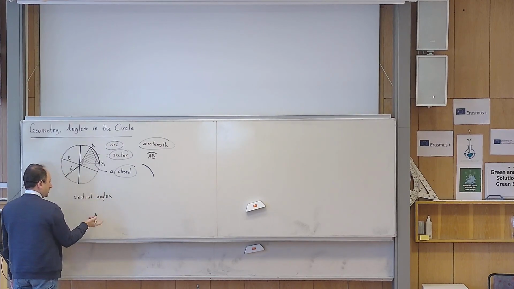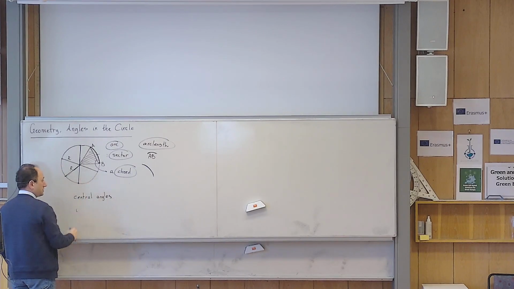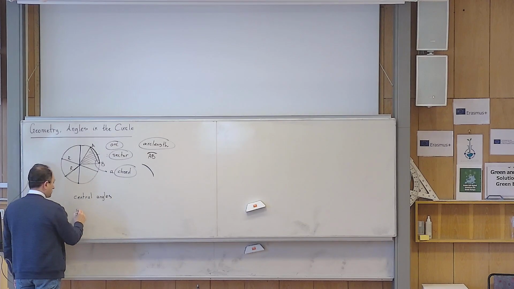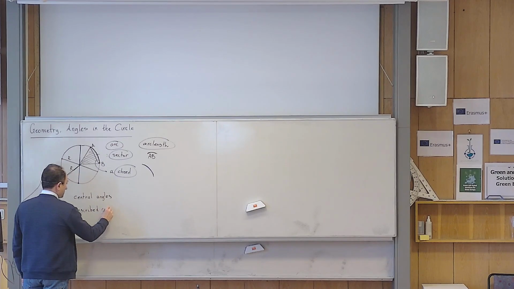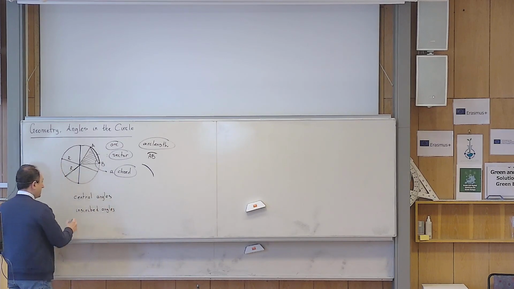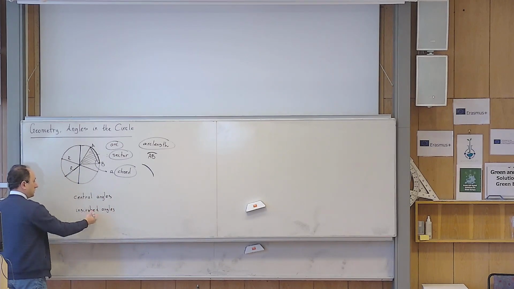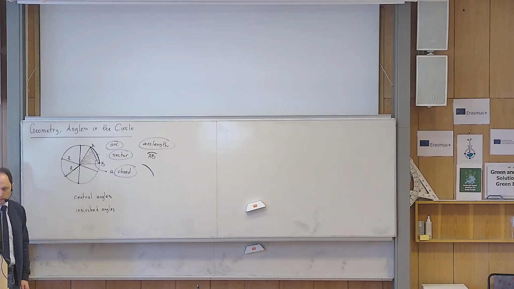We also have another type of angle. The lesson today is about those two angles, central and inscribed angles. Okay, so let me tell you what is a central angle and what is an inscribed angle. They are very simple concepts.